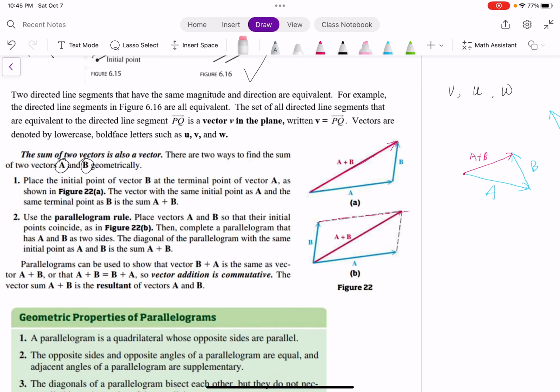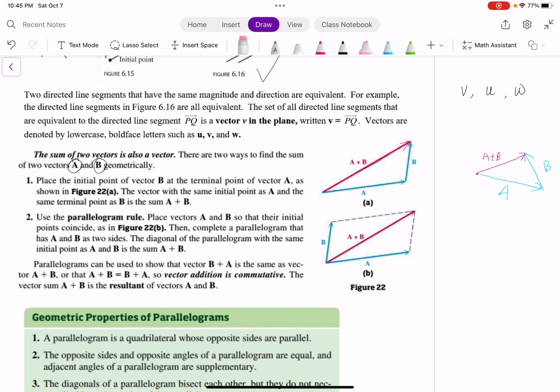Then we construct a parallelogram. And then the sum of A and B is the diagonal. So from the point here to here, this is the sum of the vectors A and B.